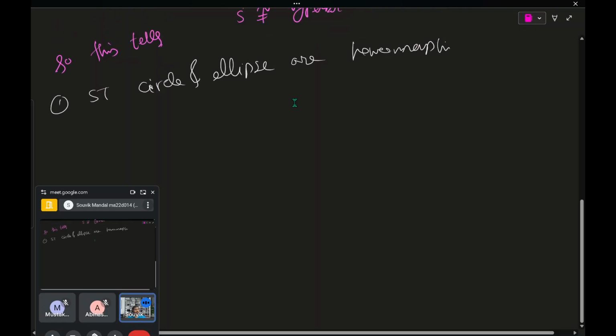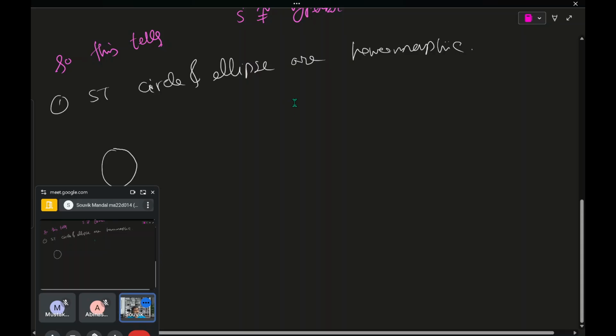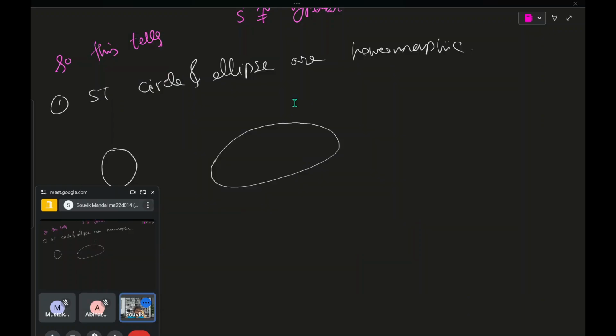Circle and ellipse are homeomorphic. That is what we need to show. So basically, this is the circle and this is the ellipse. Now we need to show these are homeomorphic. So what we actually need to prove is the following: the circle and ellipse are homeomorphic, right?